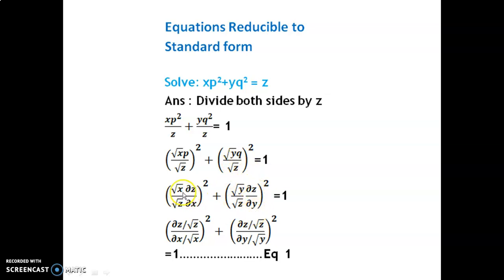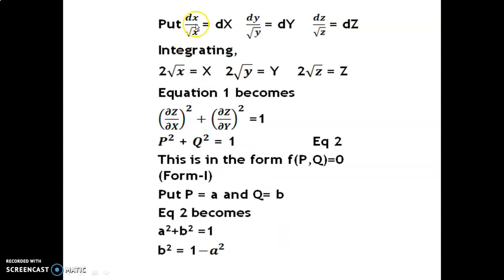Rearranging these terms, we can write (dou z upon root z divided by dou x upon root x) whole square, plus similarly (dou z upon root z divided by dou y upon root y) whole square. Call this equation 1. Put dx upon root x equal to d capital X, dy upon root y equal to d capital Y, dz upon root z equal to d capital Z.